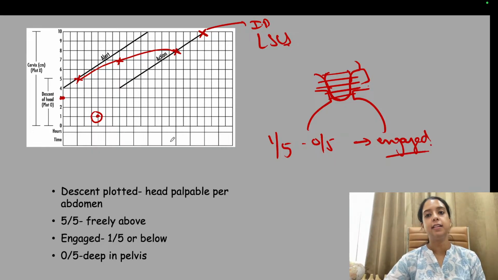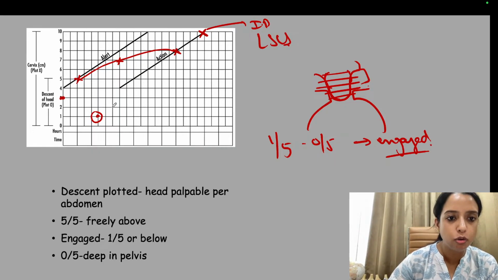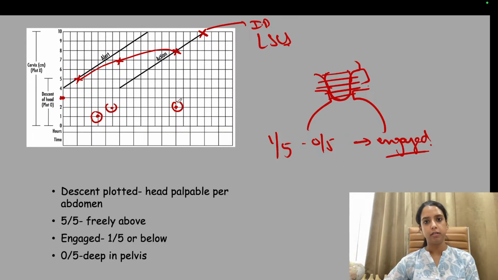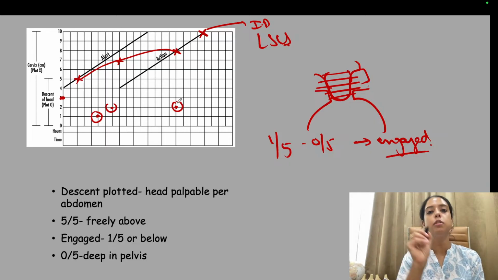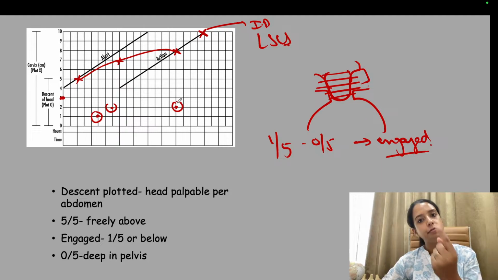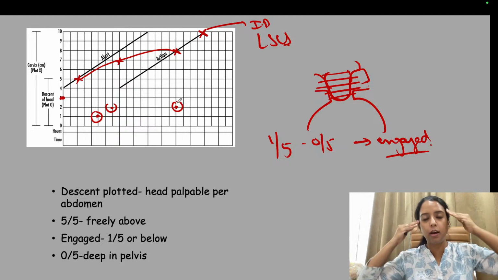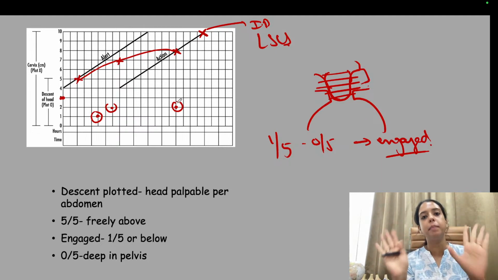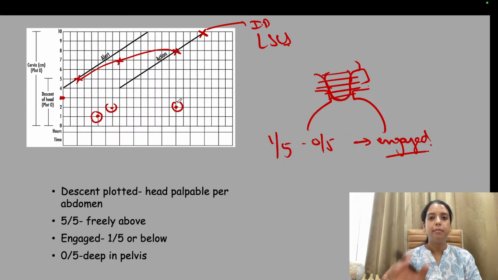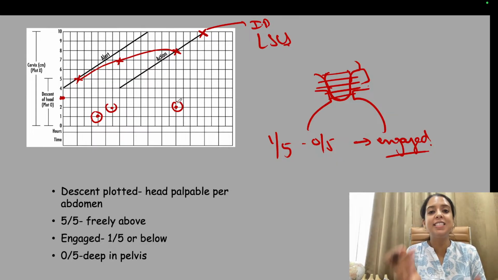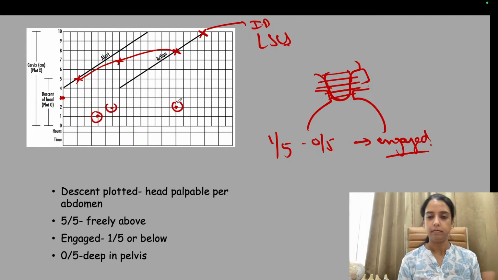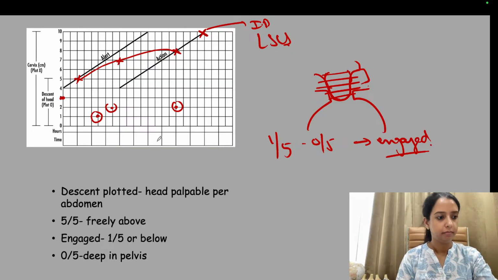So see where the head is. अगर आपका head 3/5 है, 2/5 है, यहाँ पे भी 2/5 है, you can't apply instrument. For applying instrument, head should be engaged. And engaged means per abdomen में I can feel either only one part of the head or none of the part is felt. That means head is engaged. So before writing how will I deliver, see molding, see the dilation and see the descent of head. Simple. ठीक है.